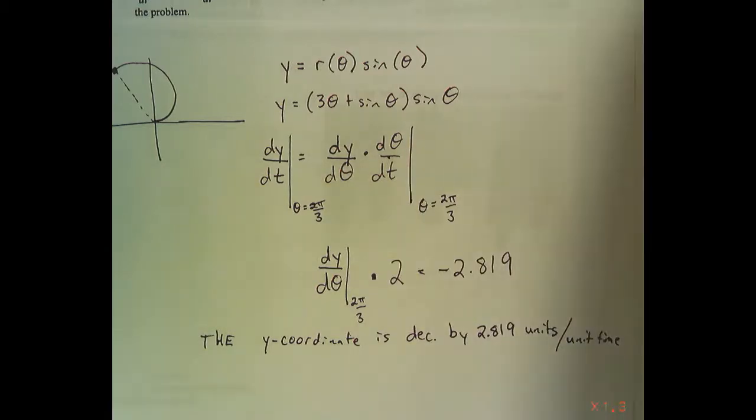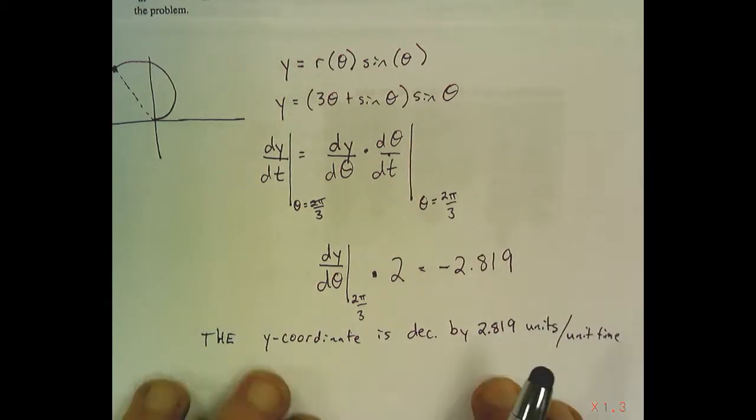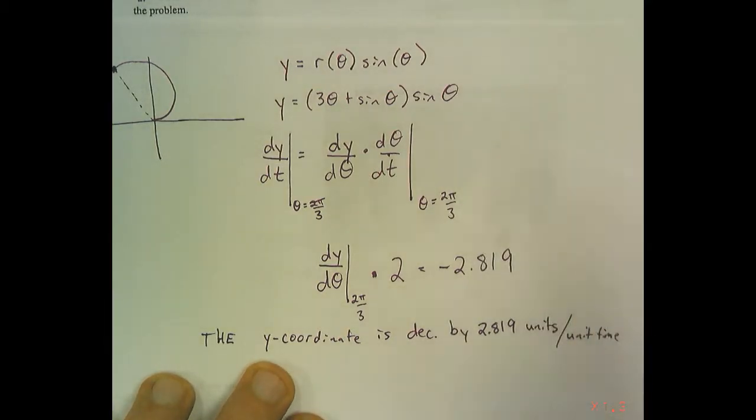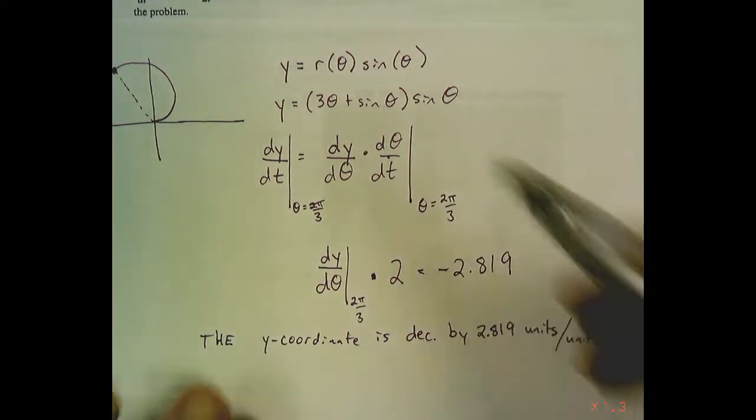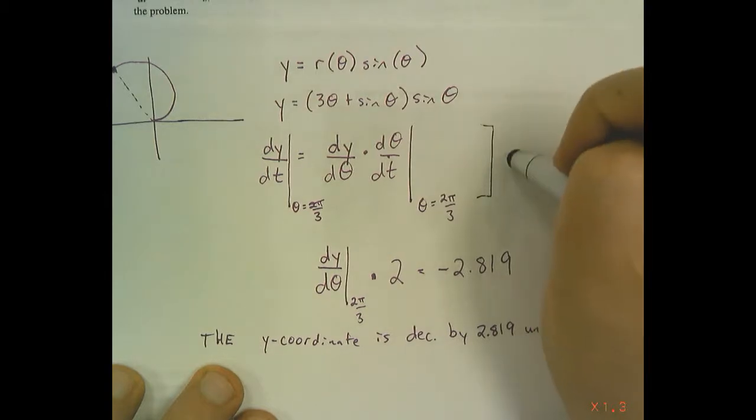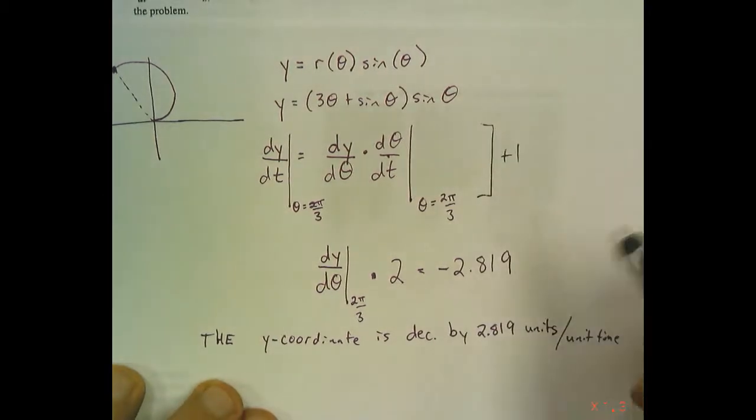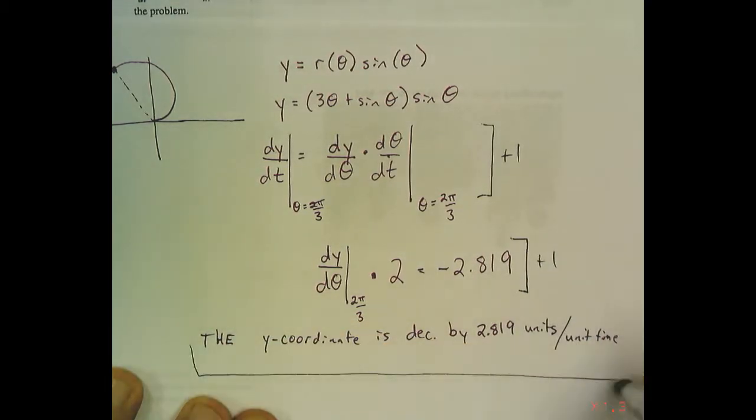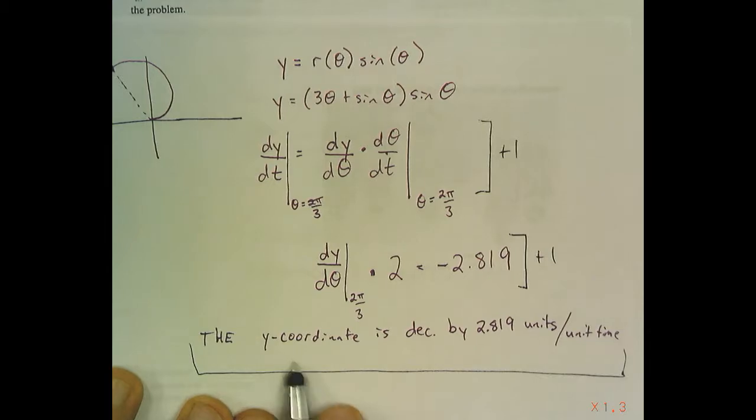The point breakdown, now that we've established this: 1 point if you use the chain rule, so if you recognize that you needed to take the chain rule. 1 point if you arrived at the answer of negative 2.819. And then finally, the last point comes from saying that the y-coordinate is decreasing at this rate, for a total of 9 points.